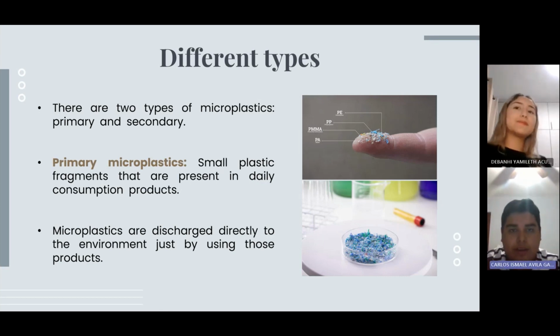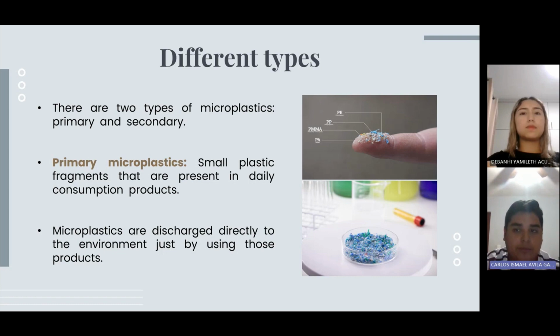As we already mentioned, we can classify the microplastics into two main groups. First of all, we're going to talk about the primary microplastics that represent all the small plastic fragments that are present in daily consumption products. And also, this type of microplastics are discharged directly to the environment just by using those products.